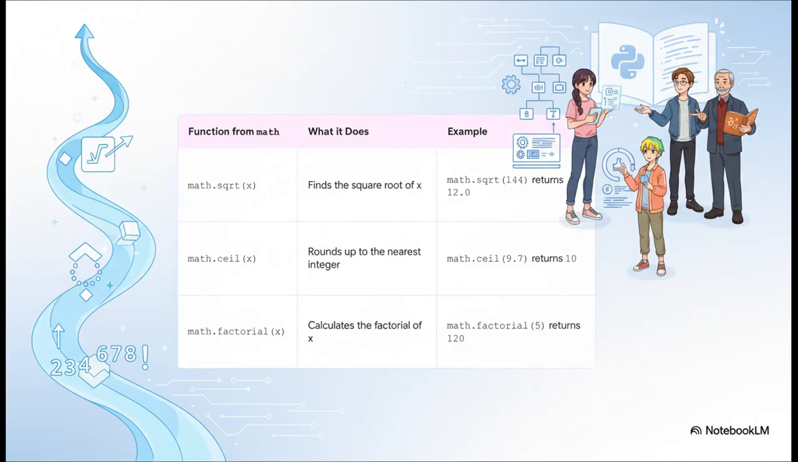And using a module like this instantly boosts your capabilities. The math module, for instance, gives you access to some seriously powerful tools. Need a square root? math.sqrt. Need to round a number up? math.ceil. What about a factorial? math.factorial. These are tested, optimized recipes you don't even have to write yourself. It saves you an incredible amount of time.